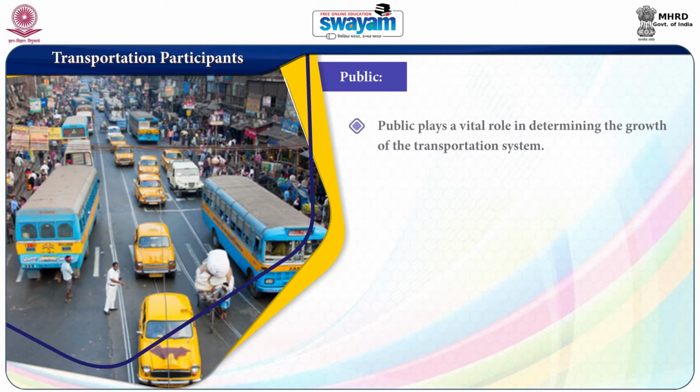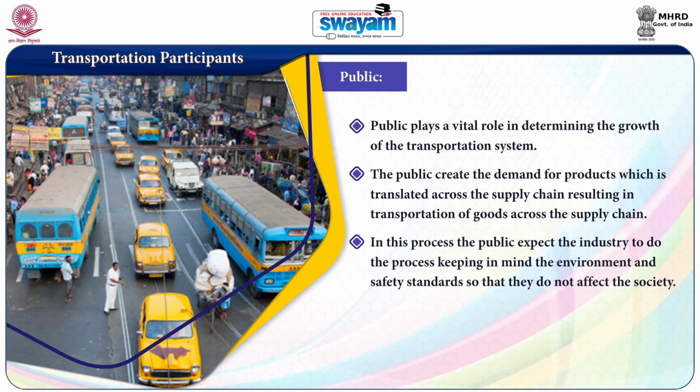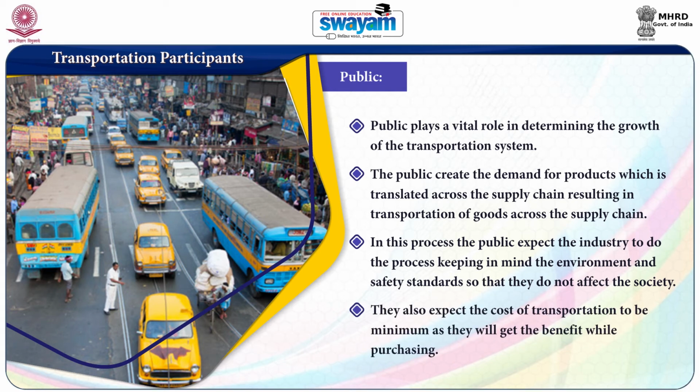Public. Public plays a vital role in determining the growth of the transportation system. The public create the demand for the products, which is translated across the supply chain, resulting in transportation of goods across the supply chain. In this process, the public expect the industry to do the process keeping in mind the environment and safety standards so that they do not affect the society. They also expect the cost of transportation to be minimum as they will get the benefit while purchasing.